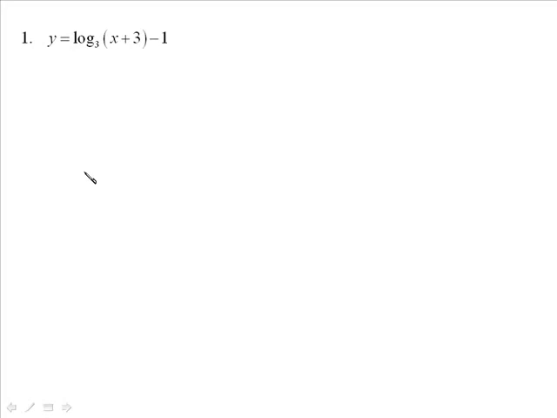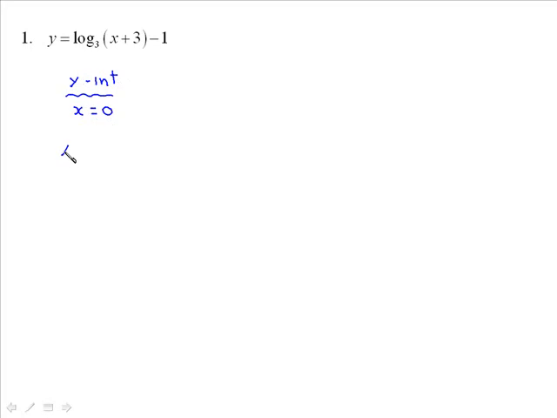Of course, this is a logarithmic function with a translation of 3 units left and 1 unit down. Okay, that's one thing. But to do it algebraically and solve for the intercepts, well, we do what we always do. To go after your y-intercept, we set x equal to 0.